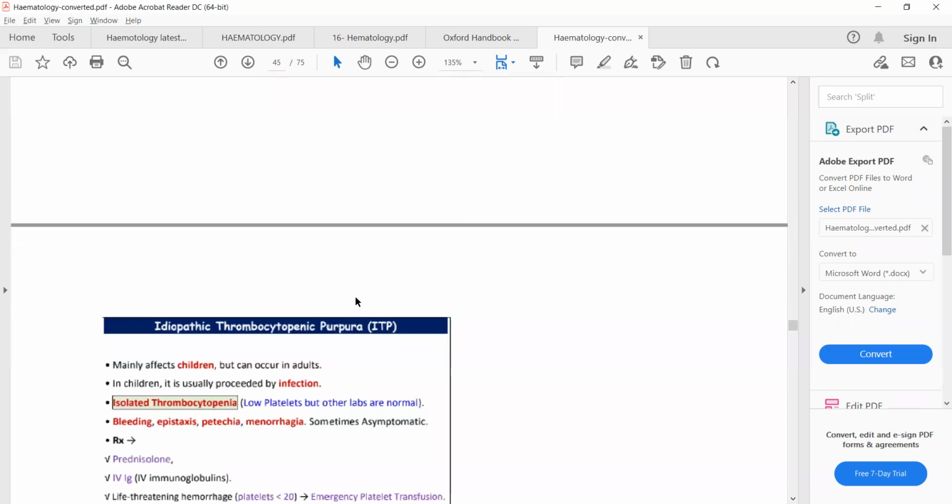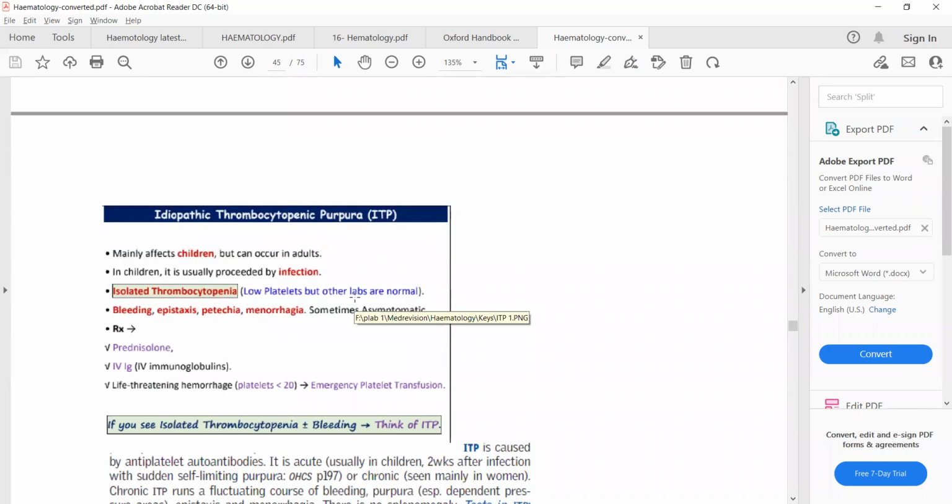So the first cause of a bleeding disorder is idiopathic thrombocytopenic purpura. That is known as immune thrombocytopenic purpura more recently. We discussed that immune thrombocytopenic purpura can occur after an upper respiratory tract infection. In children, usually it is preceded by an infection. In immune thrombocytopenic purpura, there is destruction of the platelets due to production of autoimmune antibodies.